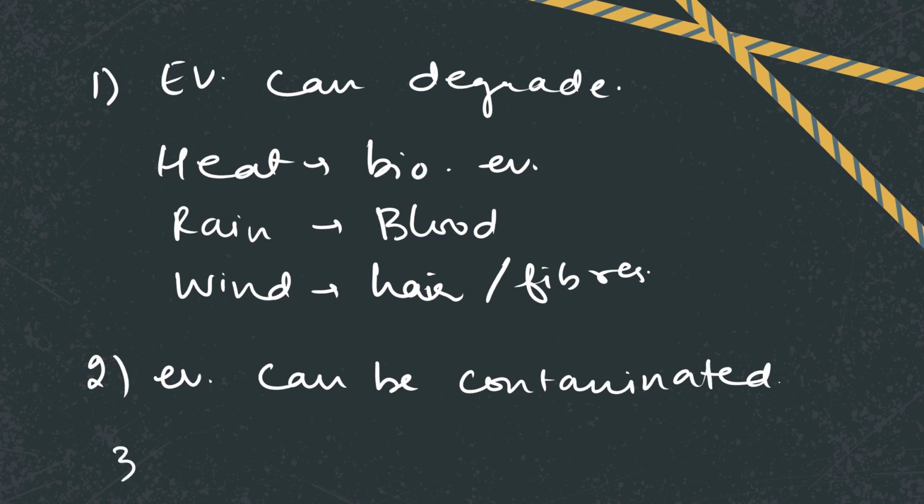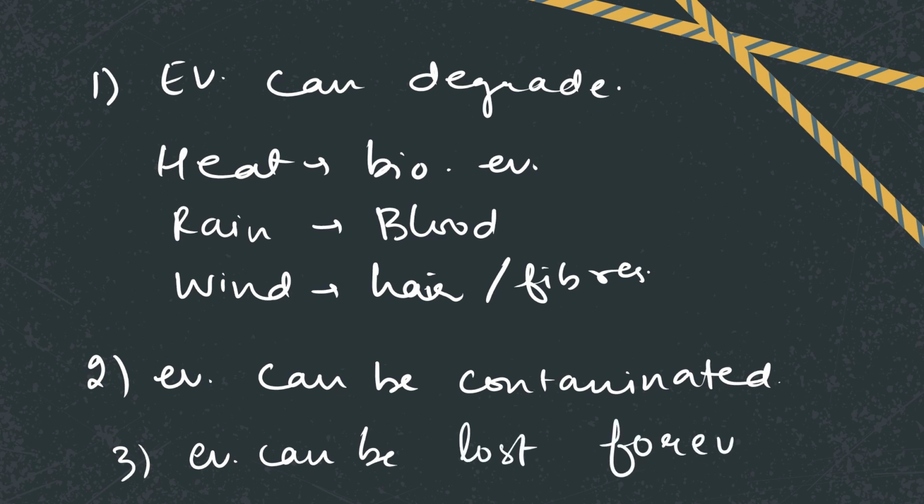The third one is evidence can be lost forever. So a footprint in mud can be destroyed in seconds. A cigarette butt can be picked up by someone, a blood drop can be wiped, and once it is gone, it's gone. That's why we say a crime scene is a non-renewable resource.